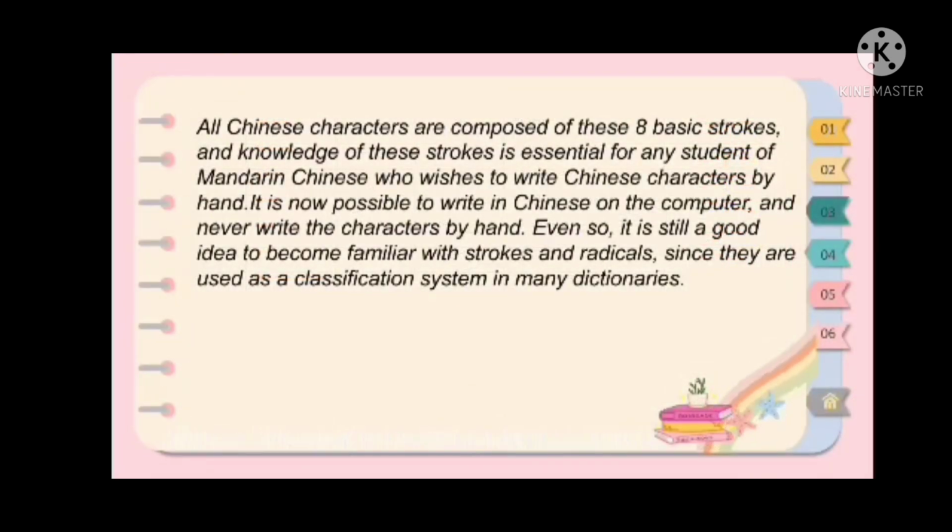All Chinese characters are composed of these 8 basic strokes, and knowledge of these strokes is essential for any student of Mandarin Chinese who wishes to write Chinese characters by hand. It is now possible to write in Chinese on the computer and never write the characters by hand. Even so, it is still a good idea to become familiar with strokes and radicals, since they are used as a classification system in many dictionaries.